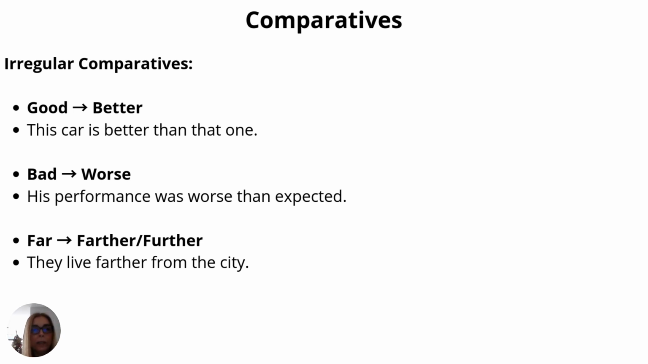For irregular comparatives, we can find, for example, the adjective good. It's an irregular comparative. It could be better. For example, this car is better than that one. For bad, it's worse. And for the adjective far, farther or further. They live farther from the city.